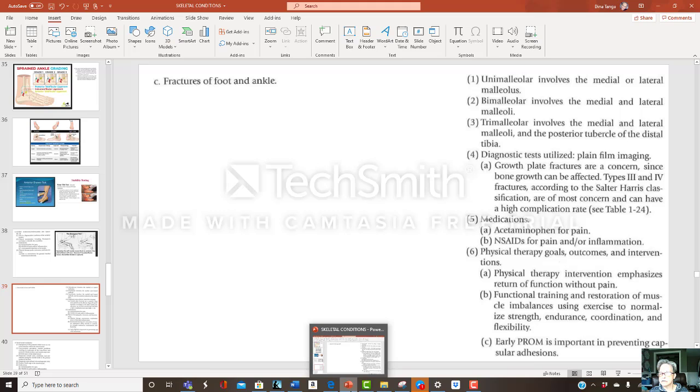Physical therapy goals, outcomes, and interventions. Physical therapy interventions emphasize return to function without pain. Functional training and restoration of muscle imbalances using exercise to normalize strength, endurance, coordination, and flexibility. Early passive range of motion is important in preventing capsular adhesions.